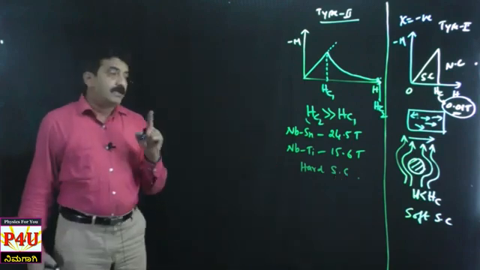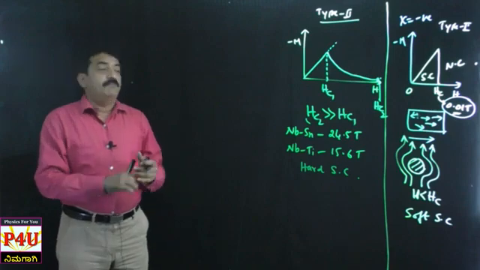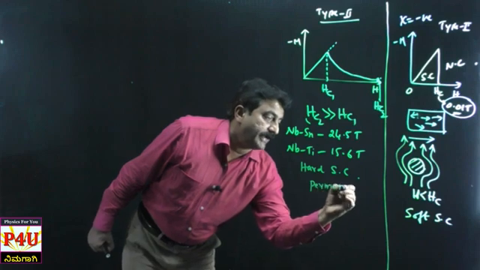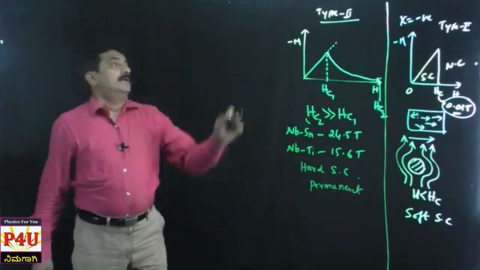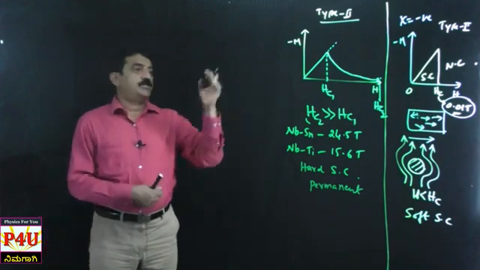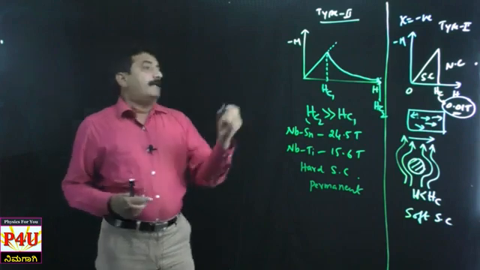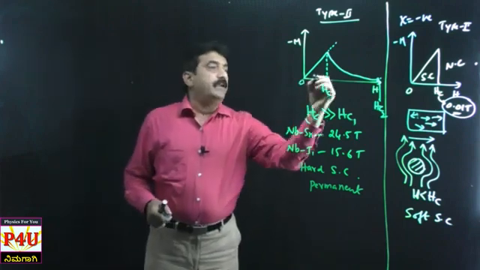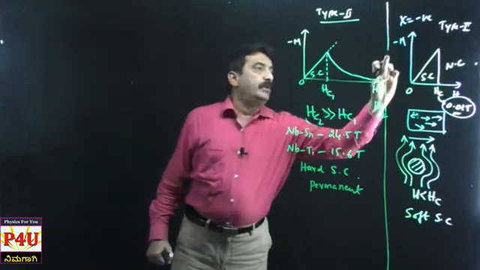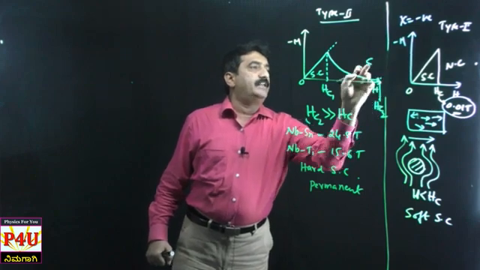Got it? And because they are able to hold a huge magnetic field, we can use them to build permanent magnets, right? So type 1 cannot be used to construct permanent magnets, whereas type 2 can be used to construct permanent magnets. And from 0 to Hc1, it is a perfect superconductor. Above Hc2, it is a perfect normal conductor.